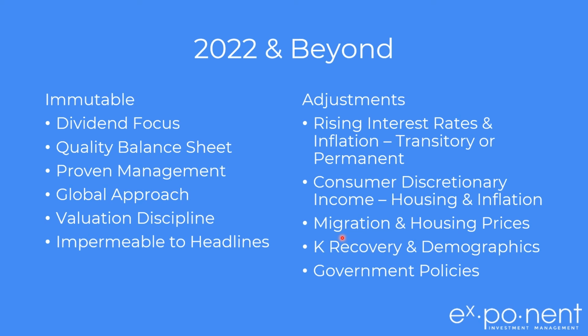Migration, we talked about that in previous quarters. Are people moving away from the cities, or are they going to move back post-pandemic? Housing prices: we saw secondary Canadian cities, and in the US it's the same story, where secondary cities really saw a significant increase in prices. Will that continue? The K recovery is something that we've talked about a lot in past videos: the difference in the upper strata socioeconomically and how well they've done during and after the pandemic as opposed to other socioeconomic strata and demographics.